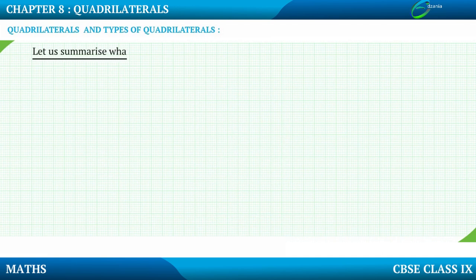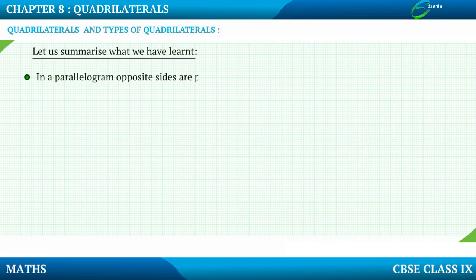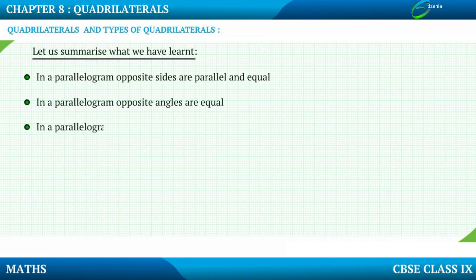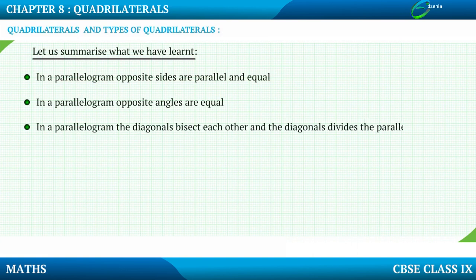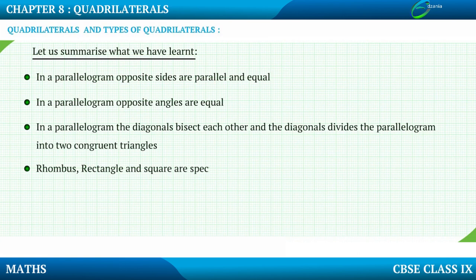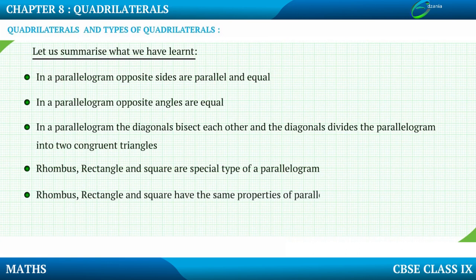Let us summarize what we have learned. In a parallelogram, opposite sides are parallel and equal. In a parallelogram, the opposite angles are equal. In a parallelogram, the diagonals bisect each other and the diagonals divide the parallelogram into two congruent triangles. Rhombus, rectangle, and square are special types of a parallelogram. Rhombus, rectangle, and square have the same properties of a parallelogram, and also they have some additional properties.